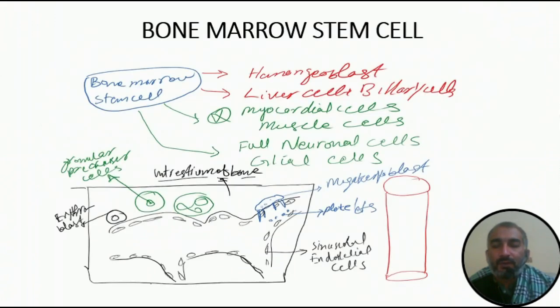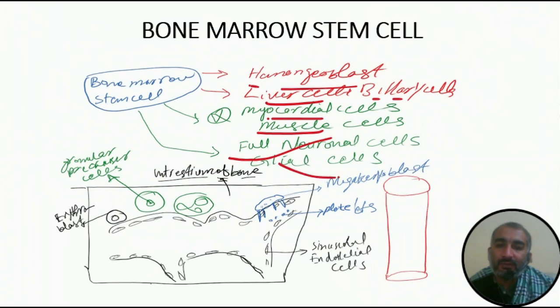So bone marrow stem cells can be divided into hemangioblasts, into the liver cells, into the biliary cells, into the myocardial cells, into the muscle cells, and into the neural cells, and into the glial cells which are present in the brain. So bone marrow can be divided into different cells.